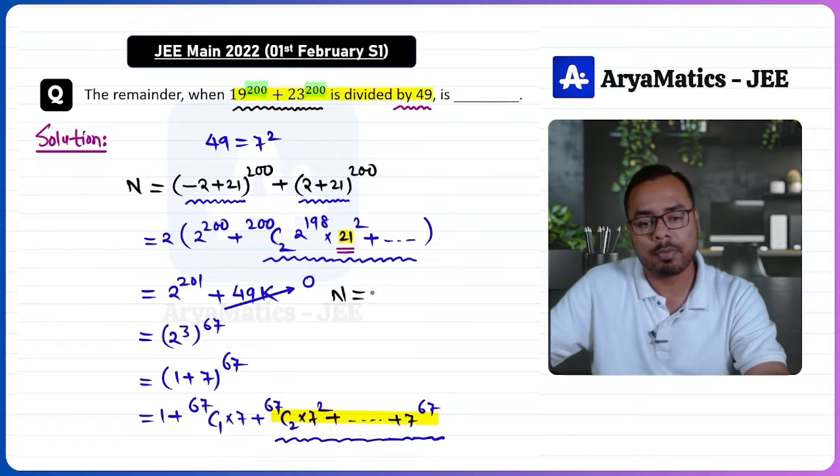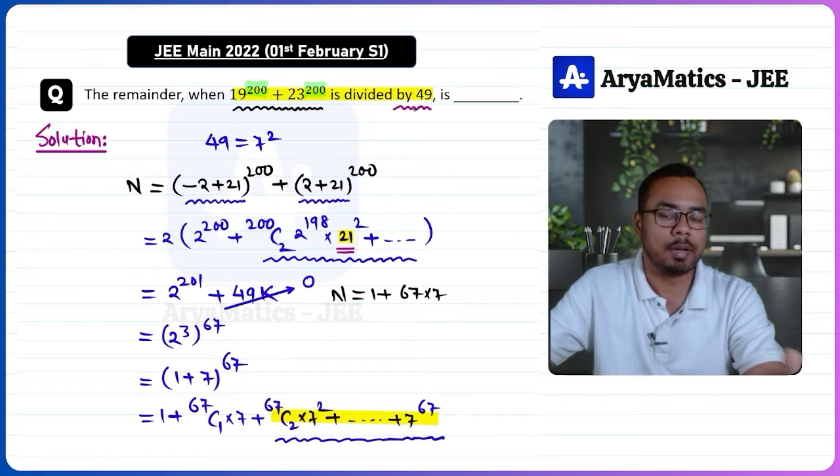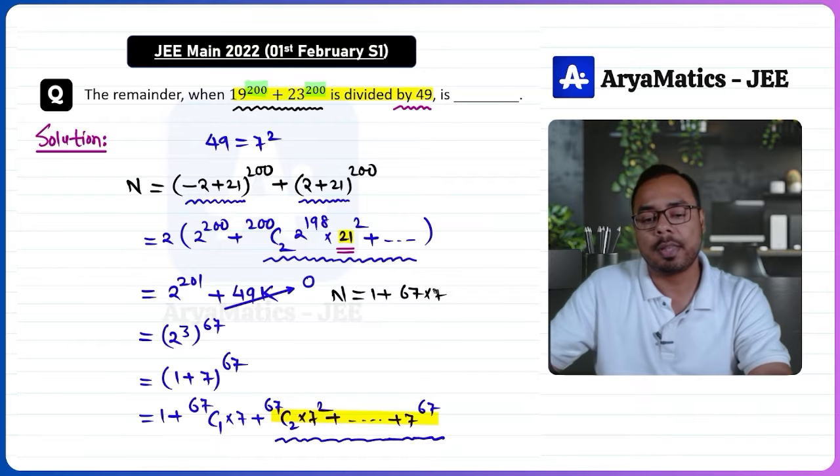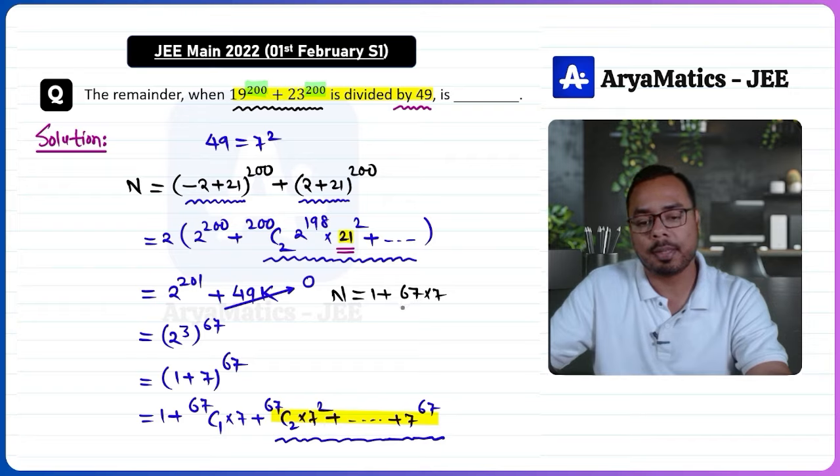The number n will be 1 plus 67 into 7 plus some multiple of 49. When divided by 49, they will give us 0 remainder. Now here again, in this number we can manually calculate the remainder, multiply these two numbers and then see what is the remainder when we are dividing by 49.